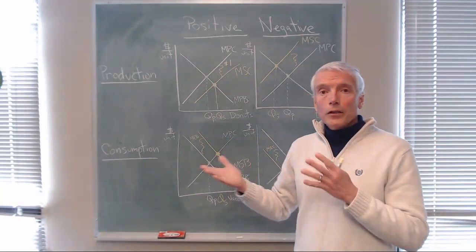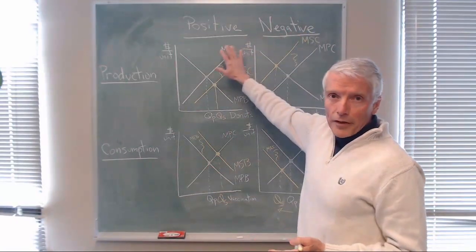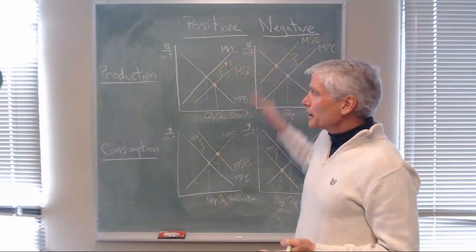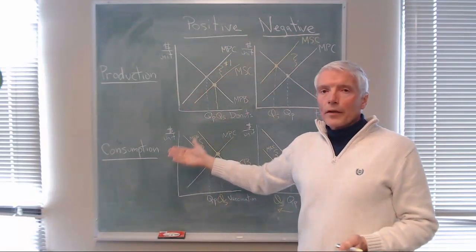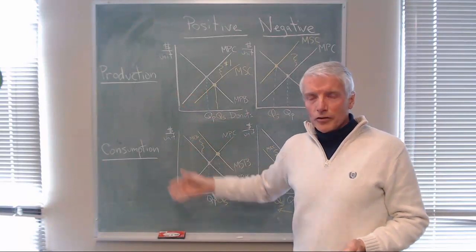So that's how you can incorporate both whether an externality is positive or negative, and whether it comes from the production process or the consumption of that good or service.